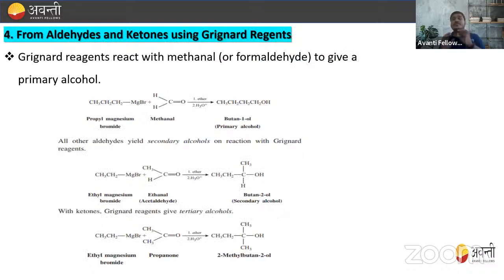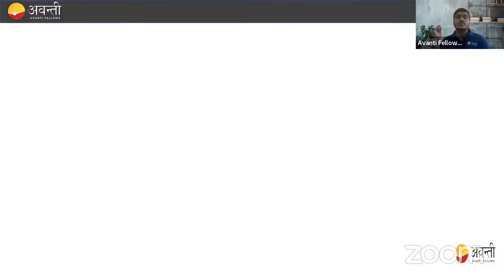Now, this reaction is very, very, very important: preparing alcohols from aldehydes and ketones using Grignard reagent. How will you prepare alcohol from an aldehyde and a ketone? By the use of Grignard reagent. This is very, very important. By using Grignard reagent, we can prepare different types of alcohols, like primary, secondary, and tertiary alcohols as well. Let's see how you prepare them. Let us assume we have a carbonyl compound called formaldehyde.